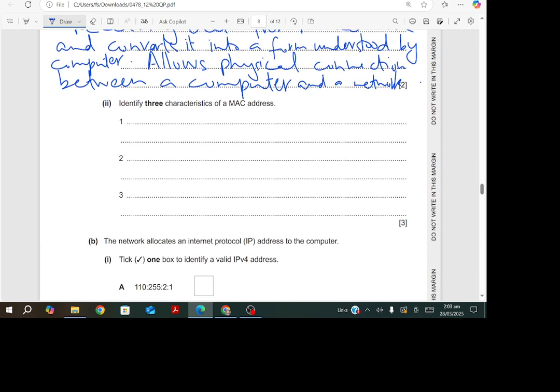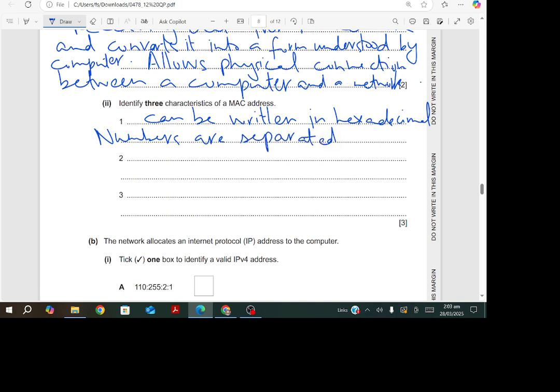Three characteristics of MAC address. Yes, this is the question I asked in the quiz as well. Can be written in hexadecimal. What else? Numbers are separated by a colon. Then consist of six groups of digits.